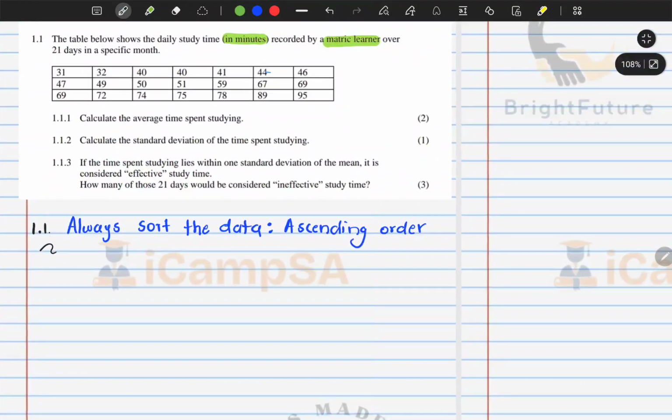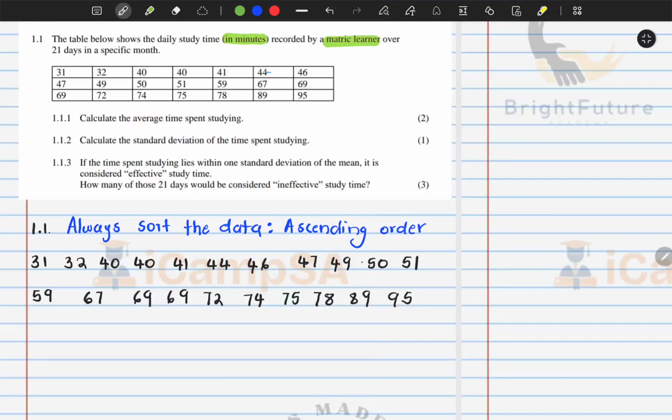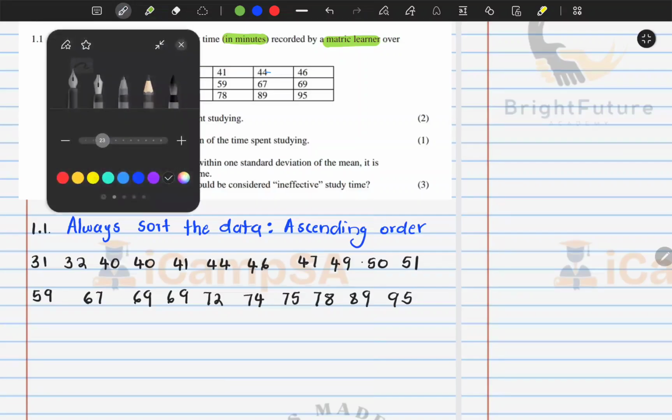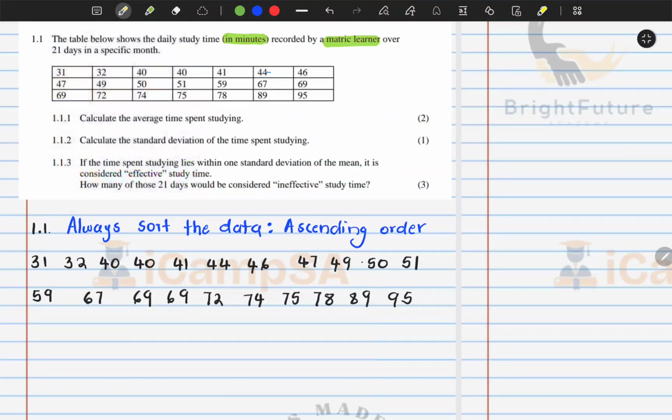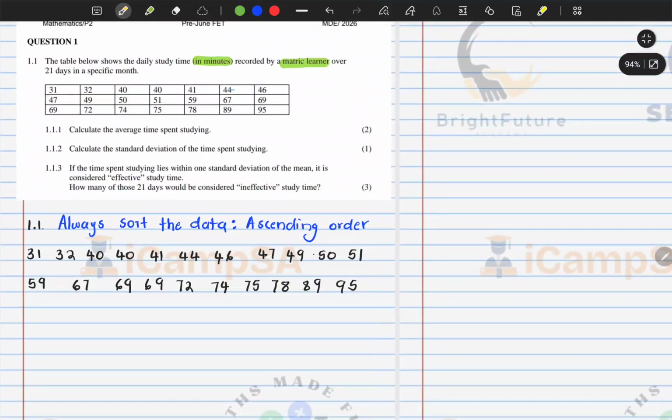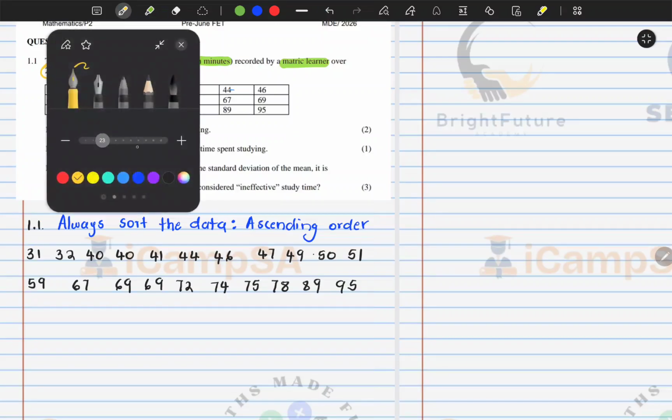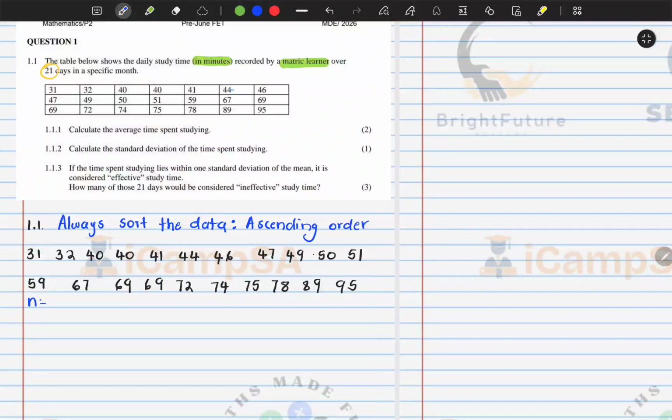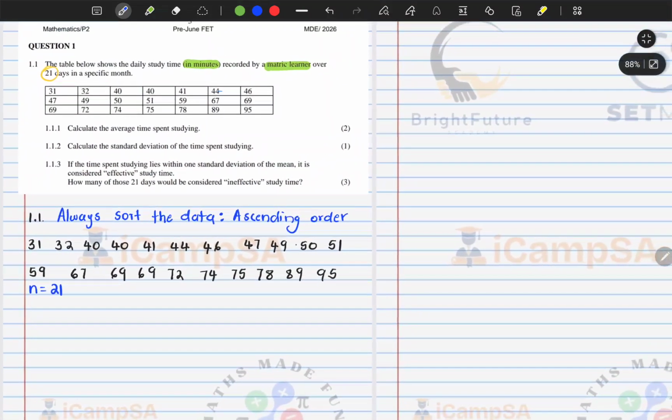I'm just going to note them down. So we have 31, 32, 40, and 40, 41, 44. I'm going to populate the rest. So these are the numbers now populated. What is very important, as I'll need us to later draw our box and whisker, is to have a feel of how many numbers there are, but we are told 21 days. So this means that our n is going to be 21.